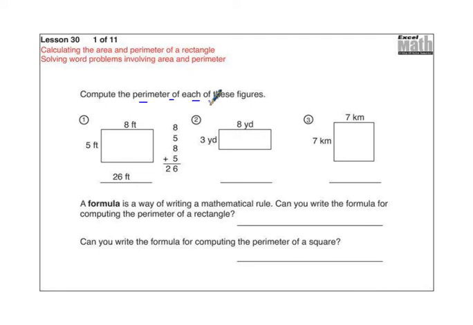Compute the perimeter of each of these figures. Perimeter means the rim. The rim of something is the outside edge. So we want to know what the perimeter of this shape is. This side's 8, so that means that side's 8. This side's 5, so that side is 5. Add all those numbers together and you get 26 feet.